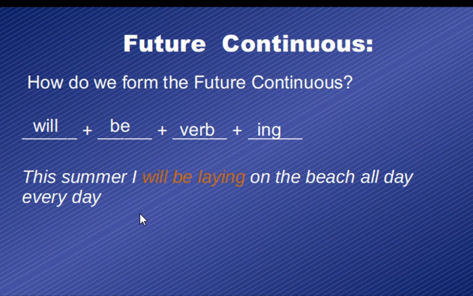This summer, I will be lying on the beach all day, every day. Remember, as I have said before, after will, we always have the verb in its base form. In this case, we use be because we want to add this meaning of continuity, of an action being continuous. And then we add the verb. After be, if we are in a continuous tense, we add the verb with -ing. Okay, this summer I will be lying on the beach all day, every day.